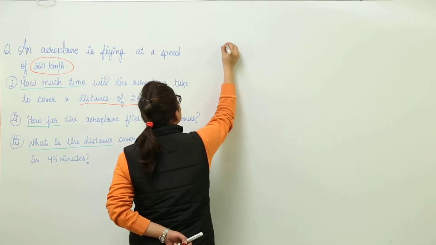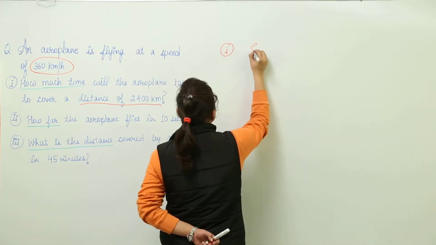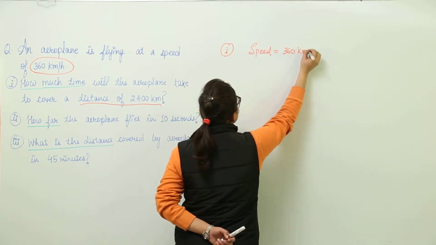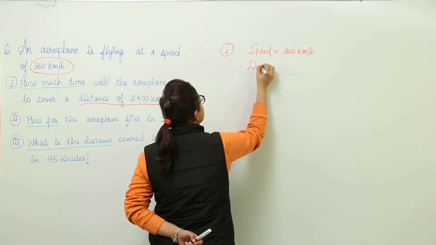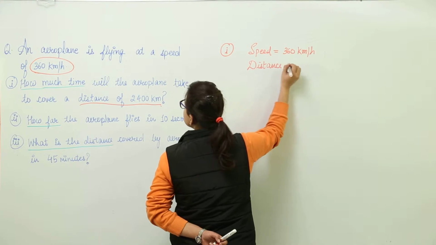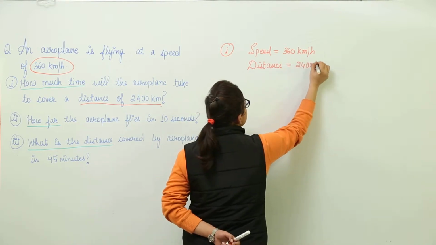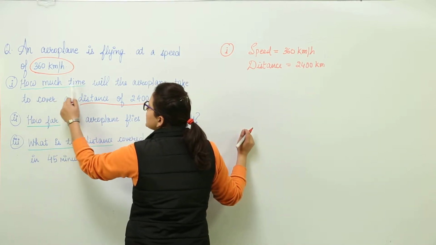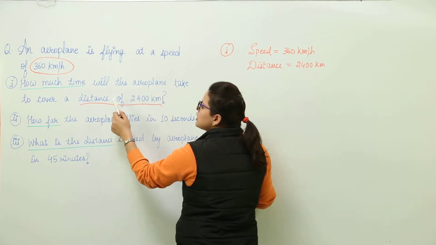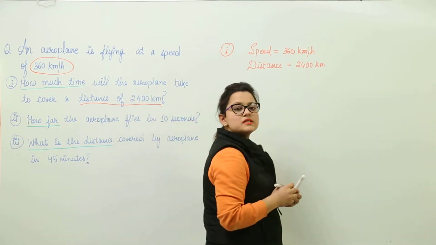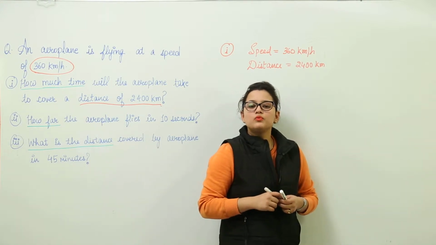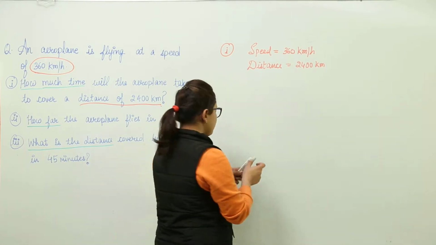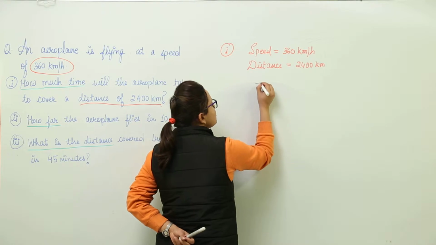Okay, for the first part, let us write down first the speed. The speed is given to us as 360 kilometers per hour. And the next data given to us in the first part is the distance, that is 2400 kilometers. Now what do we have to find? Here the question is asking us how much time will the aeroplane take to cover a distance of 2400 kilometers. That means the question wants to find out the time taken by the aeroplane to cover the distance of 2400 kilometers. So let us write down the formula for time.